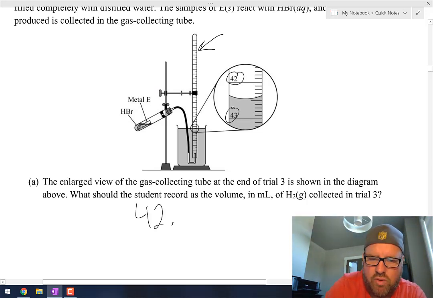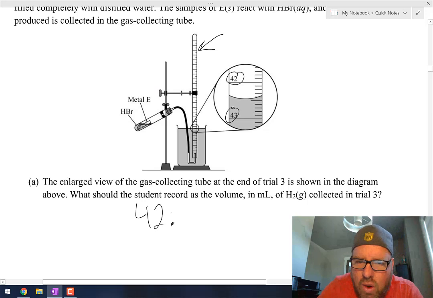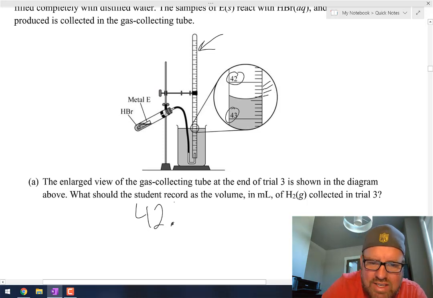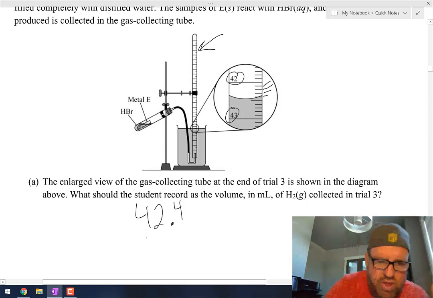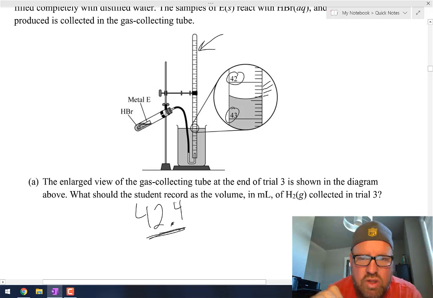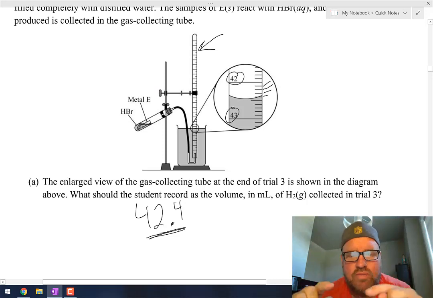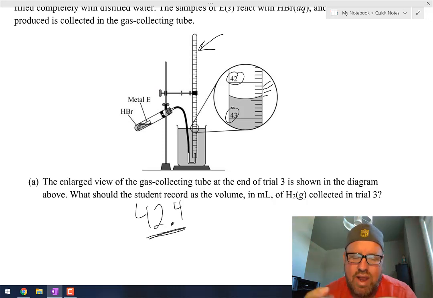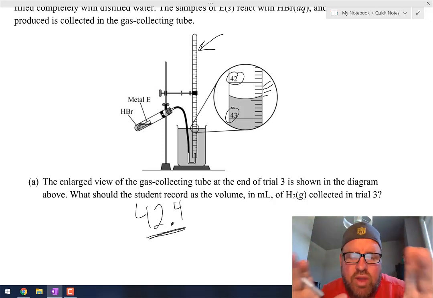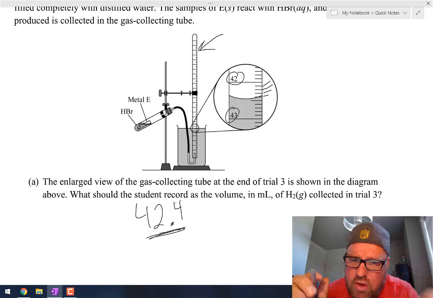So I'm going to say 42 point. Now I'm going to start counting down. 42.1, 42.2, 42.3, 42.4. It's definitely 42.4 something. Now, the next number I don't know. These ones I do absolutely know, but the next one I don't. So now's the time where I have to guess. This is the part where they don't care, but they do require you to go one more.